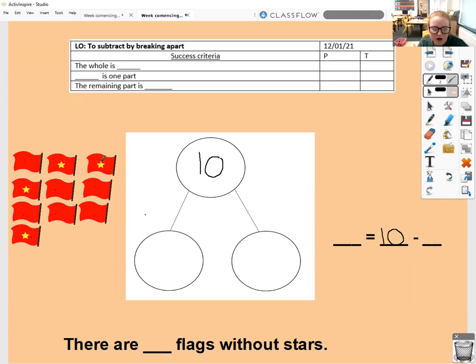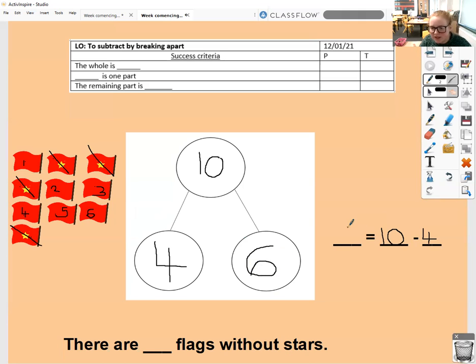So let's have a look. We've got 10 flags all together. How many flags do have stars? Let's have a look. 1, 2, 3, 4. There are 4 flags with stars. My first part is 4. So 10 subtract 4. Now we're looking for my remaining part. How many flags are there now left? 1, 2, 3, 4, 5, 6. There are 6 flags remaining.